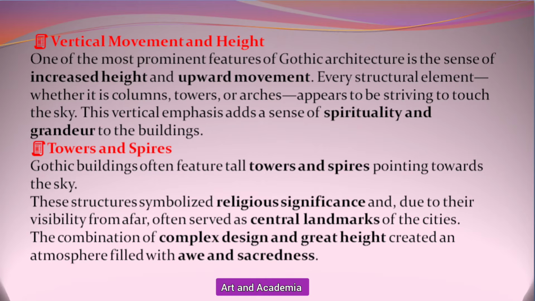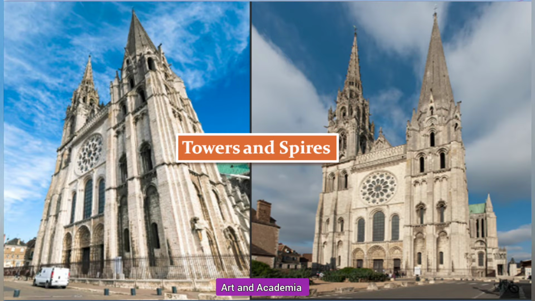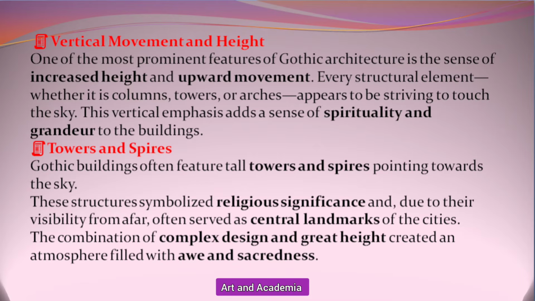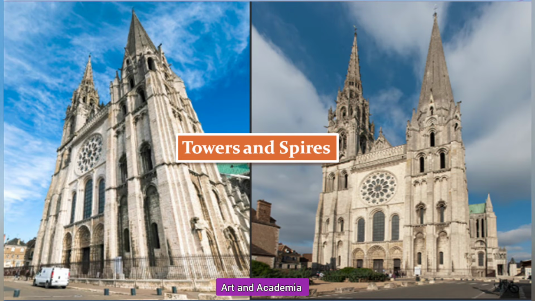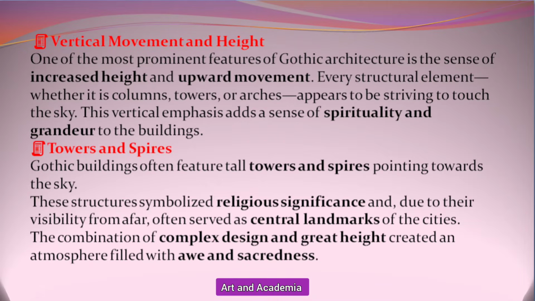Towers and spires. Gothic buildings often feature tall towers and spires pointing towards the sky. These structures symbolized religious significance and, due to their visibility from afar, often served as central landmarks of the cities. The combination of complex design and great height created an atmosphere filled with awe and sacredness.